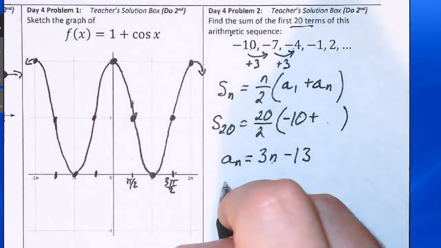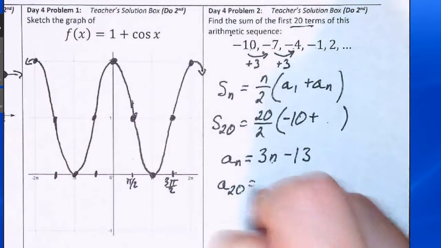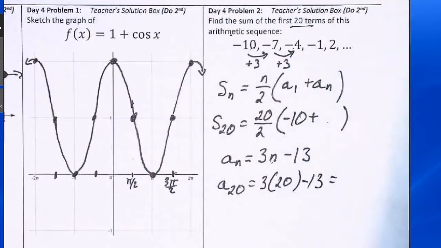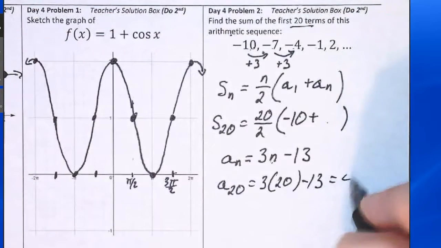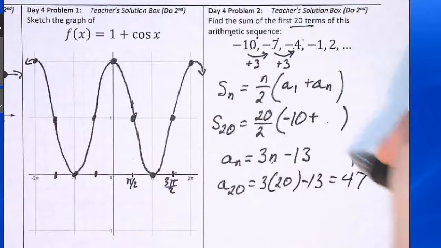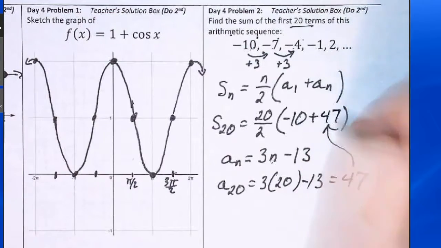We want to find the 20th term, a sub 20. So 3 times 20, subtract 13. 3 times 20 is 60, subtract 13 is 47. So the 20th term in this list of numbers would be 47, which we can now put into the blank spot that we had in the parentheses.